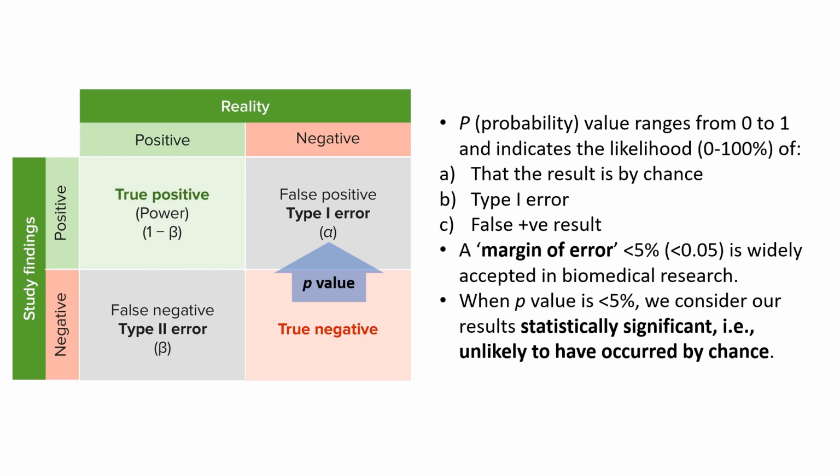The p-value, or the probability value, indicates the likelihood of the type 1 error, or so-called false positive result. In other words, it is a measure of the likelihood that our results are not true, they are only by chance. A margin of error of less than 5% is widely accepted in biomedical research, and therefore a p-value of less than 0.05 is typically considered to indicate statistical significance, or in other words, is accepted as indicating that our results are unlikely to have occurred by chance.